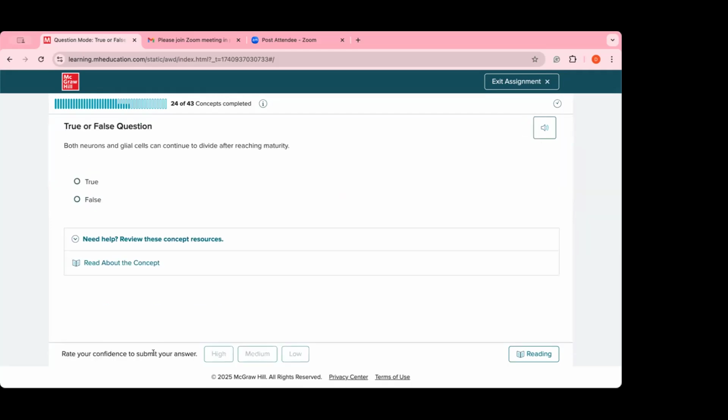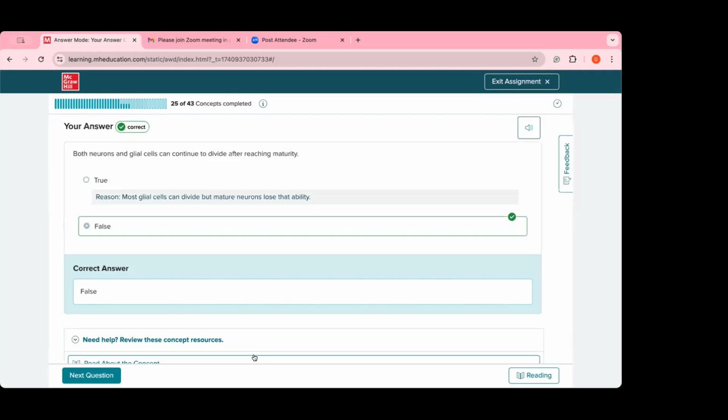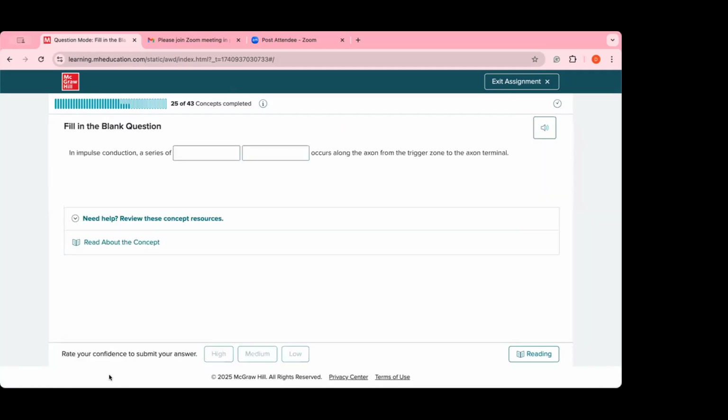Both neurons and glial cells can continue to divide after reaching maturity. No, that's false. Neurons don't. Glial cells can, but neurons usually don't. I would say that's false. Okay. Impulse conduction, a series of blank blank, occurs along the axon from a trigger zone to the axon terminal. Let's read about it.